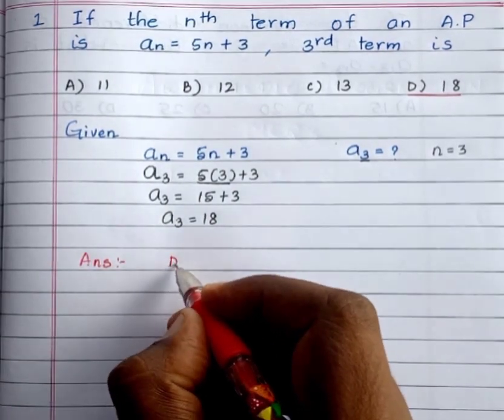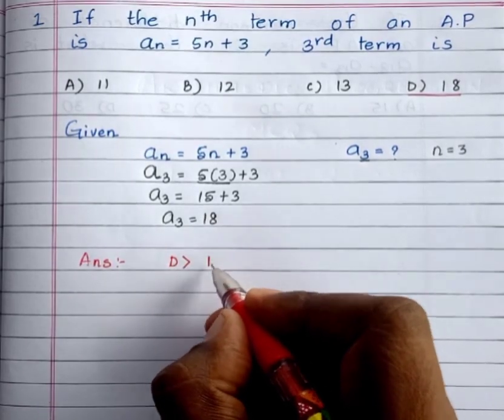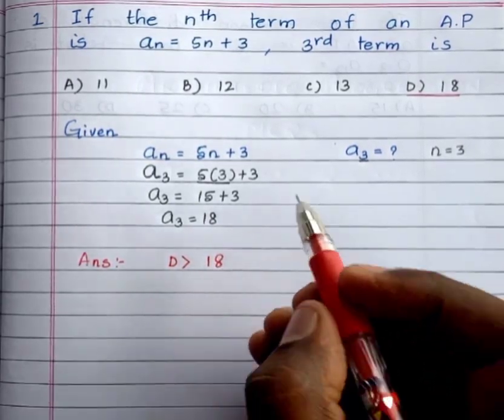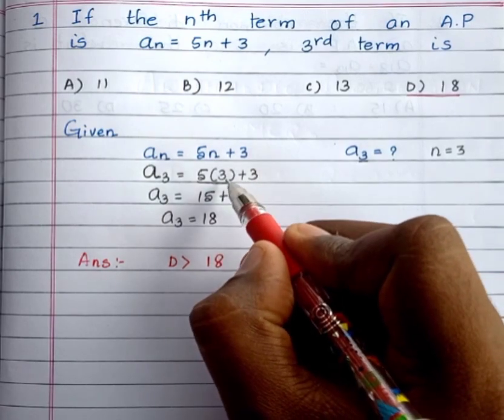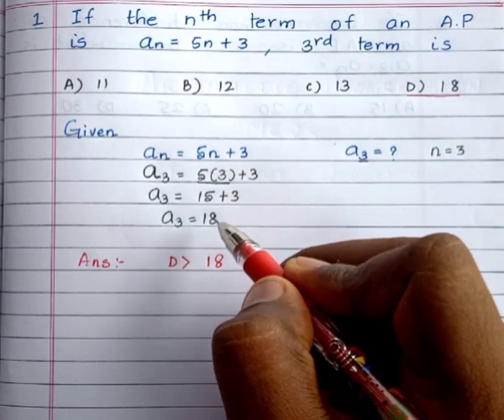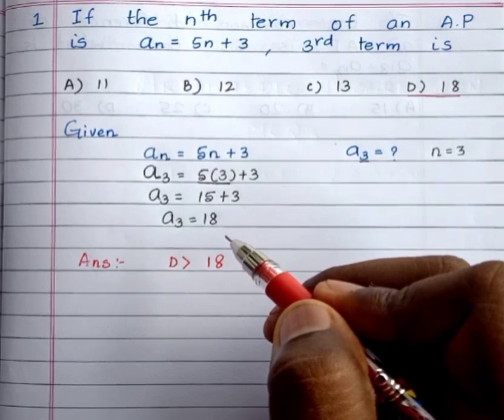The correct answer is option D, 18. In the similar way, you can find out any term. Just replace n by 3.